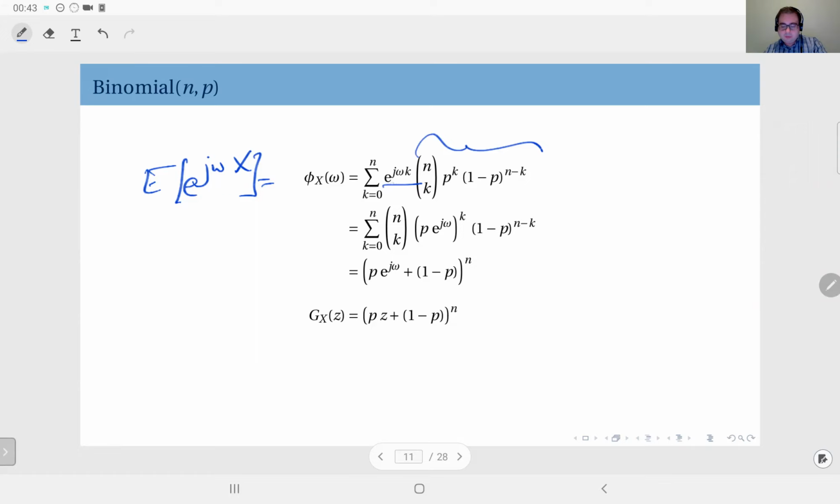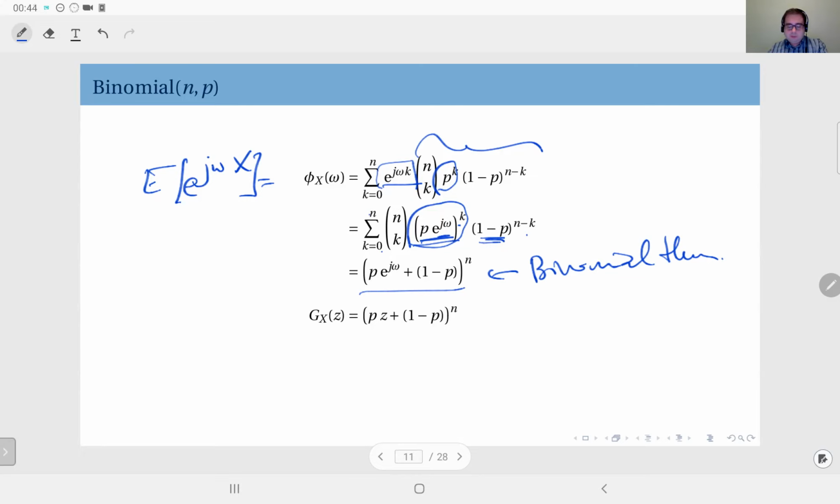Now here you see this is e to the power j omega k. So I'm going to merge it with this term to write p times e to the power j omega to the power k. Okay. So I have the sum from 0 to n, n choose k, something to the power k, something to the power n minus k. So recall the binomial theorem. I have this thing plus this thing raised to the power n. Okay, this is just directly from the binomial theorem. Okay, p times e to the power j omega plus 1 minus p, to the power n.